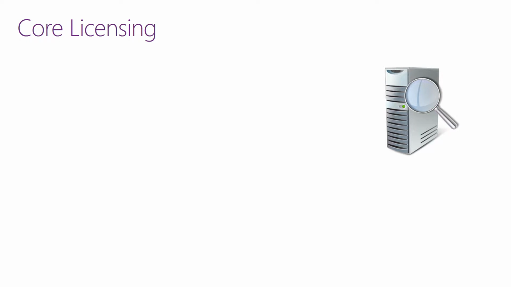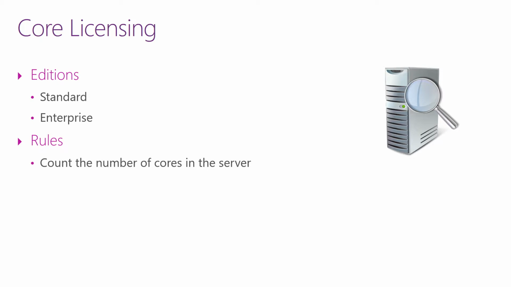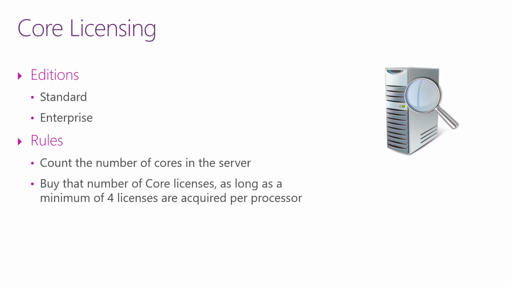So let's have a look now at the rules for core licensing, and as a reminder, the editions that are covered by core licensing are standard and enterprise. But what are the rules? Well, it's quite simple. You count the number of cores in the server, and you buy that number of core licenses. However, there is a minimum of 4 core licenses required for each physical processor, so even if the processor has just 1 or 2 cores, you still need to license it with 4 licenses.